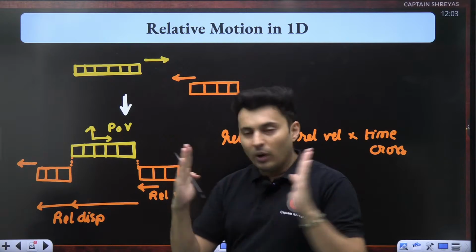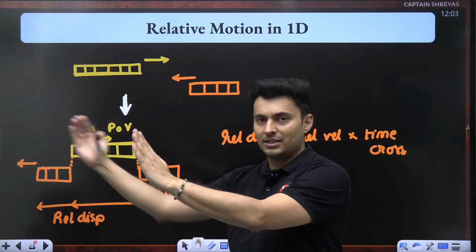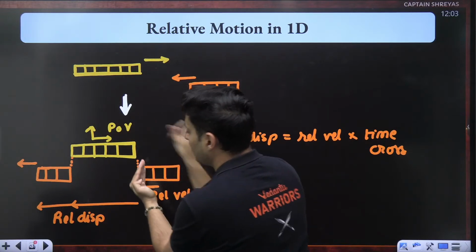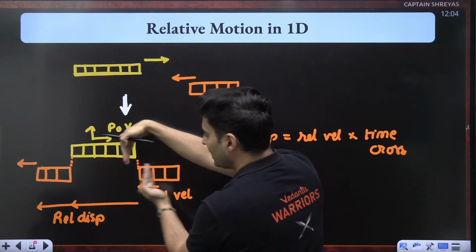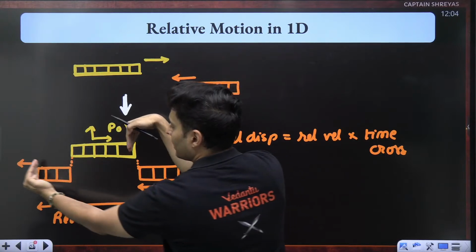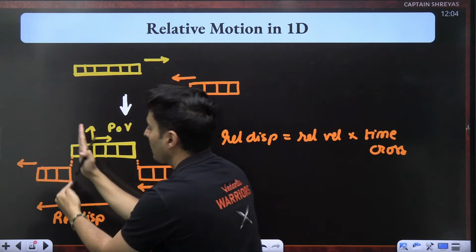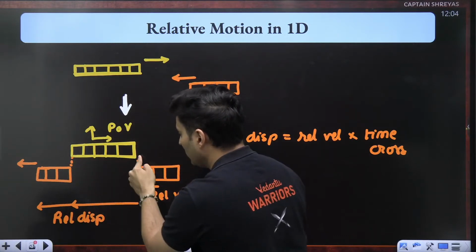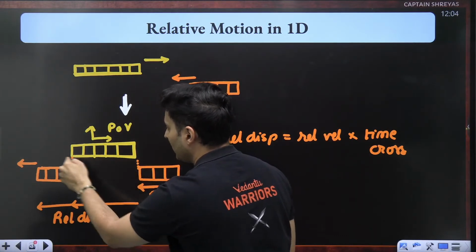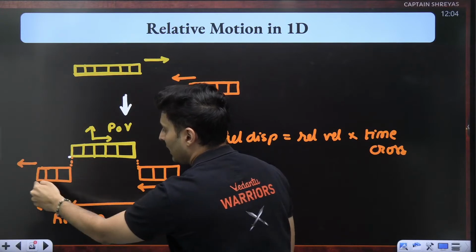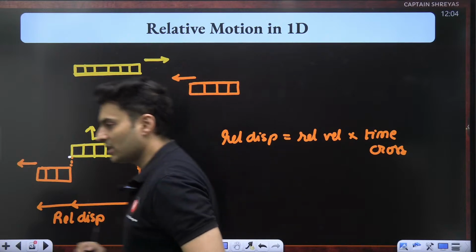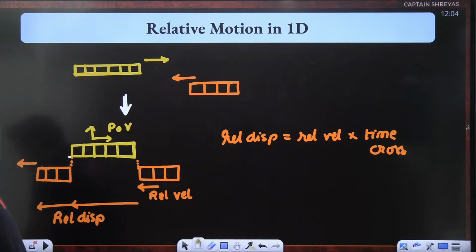So if you want to find the time to cross, meaning the engine of the train is meeting the engine of this train, or the fronts are meeting each other, and then the engine will reach here when the backs are just on the same line. So you have not only traveled the length of this particular vehicle, but also the length of this vehicle. So this is the total relative displacement. Does that make sense to you?